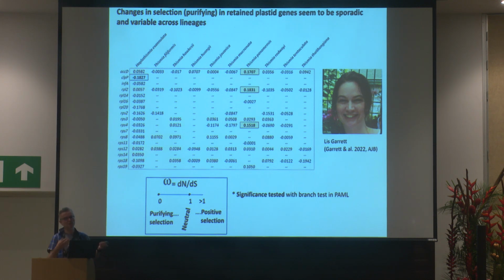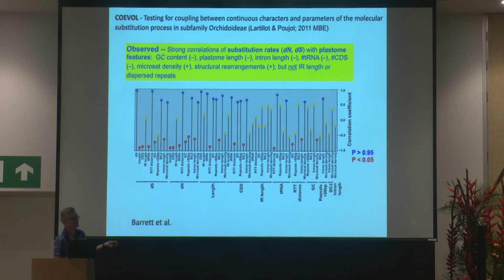So maybe it's a problem of noise to signal here. We might just need to study more lineages to find those patterns. This is kind of my last data slide, a recent, unpublished study by Craig.